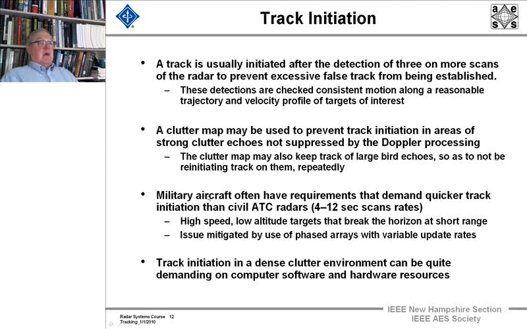in a clutter map. Military aviation often have requirements that demand quicker track initiation than air traffic control radars, which run at 4 to 12-second scan rates. And they have high-speed, low-altitude targets that break the horizon at short distance. And the issue is mitigated by using phased array with variable update rates, as I mentioned before in that block diagram. And the track initiation in dense clutter environment can be quite demanding on computer software, hardware, and the brain power of the analysts who develop these algorithms.